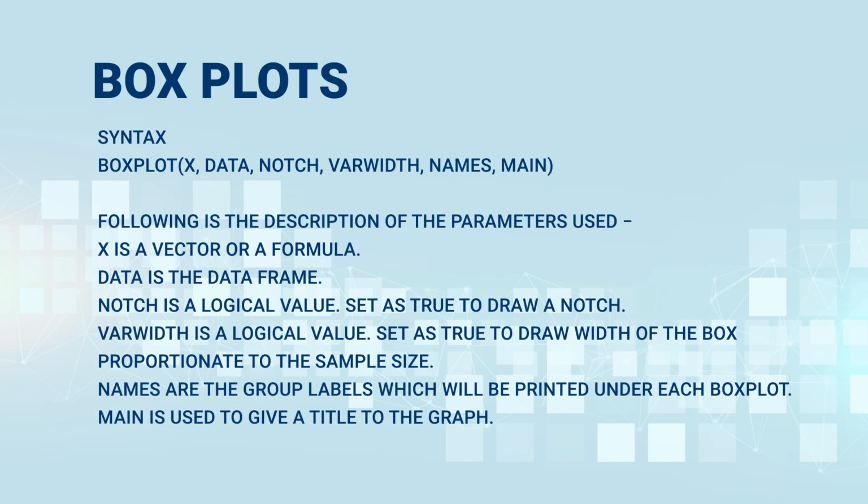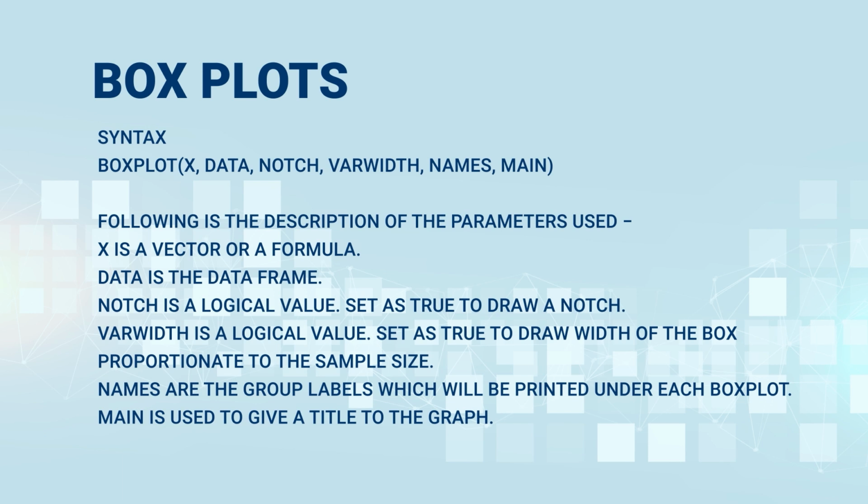Again, the syntax is very simple. It's very close to the previous syntaxes of the charts we have seen. So boxplot followed by x, which will be a vector or a formula; x is actually the values for which you want to draw the box plot, followed by data, notch, varwidth, names and main. Names and main we have already seen. Main is the title that you want to give to the box plot, and data is your data frame. x is a vector or a formula.